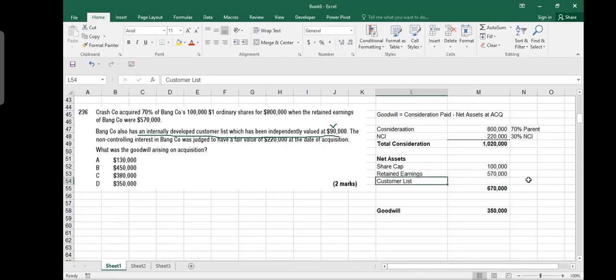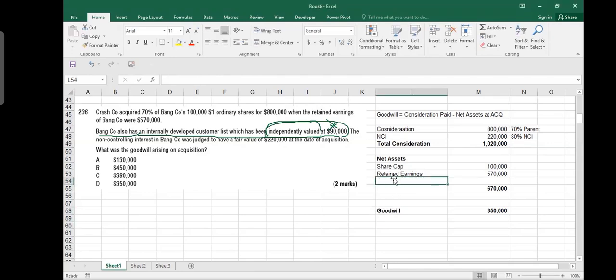They did not write here that it is not included. I just thought by mistake that maybe it is not included, but it is already included because it is not said in the question that it is not included. It just says that there is a customer list which is independently valued at 90,000. So it means that they included it, and logically they should be including it. They should be including it and they have already included it. So you just ignore this 90,000. I'm sorry, it was my mistake. I thought that they had not included it. But when I read the question carefully, they are not saying that it is not included. So it is already included and it should have been included. So you just ignore this customer list.